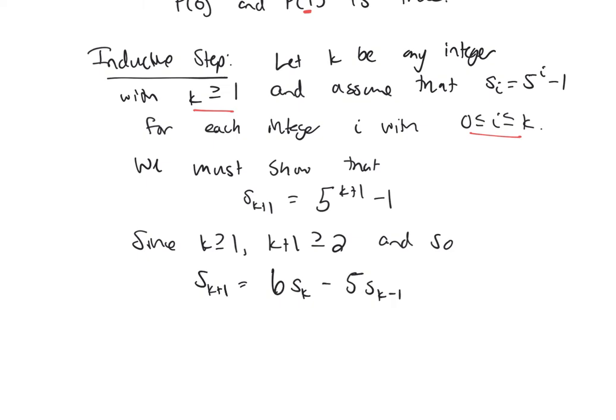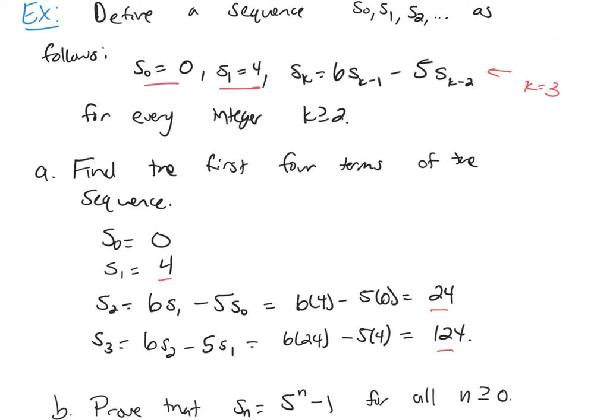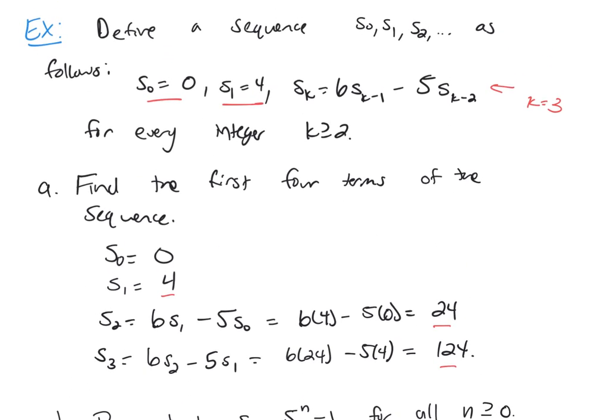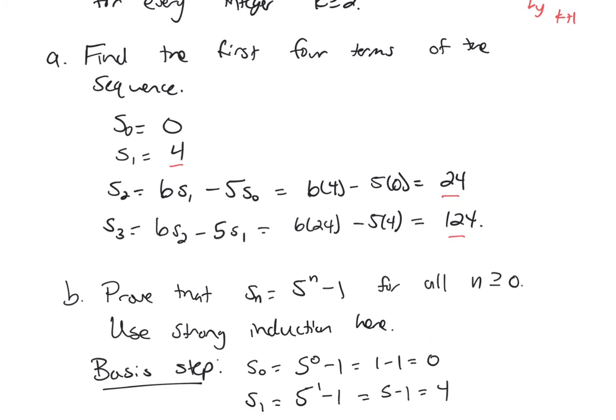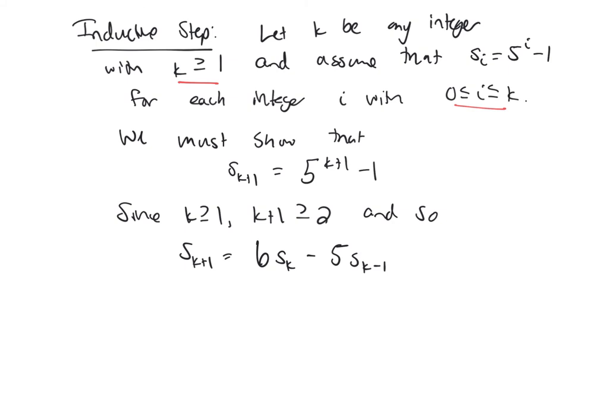So again, what am I doing? I'm going back to my recurrence relation. So go back up here. I'm replacing k by k plus 1 in that formula. And so if you replace k in that formula with k plus 1, you get 6 times S_k minus 5 S_{k-1}.